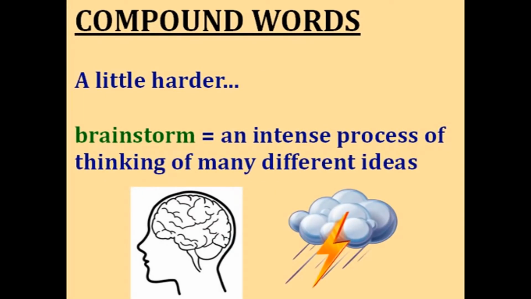For example, brainstorm. To brainstorm is an intense process where you think of many, many different ideas in the hopes of getting a good idea. You can see it comes from the word brain and storm. When there's a thunderstorm, it rains a lot. So in the same way, when you brainstorm, you think of a lot of ideas.